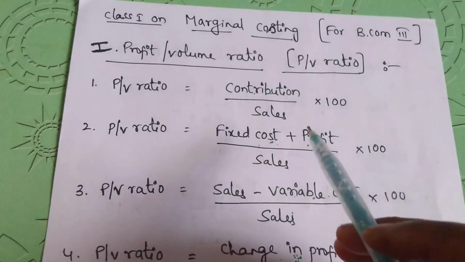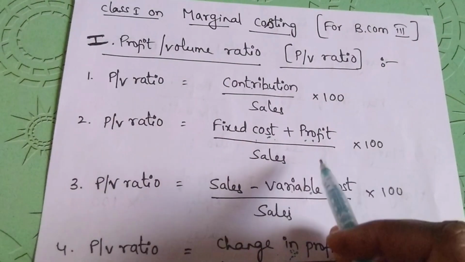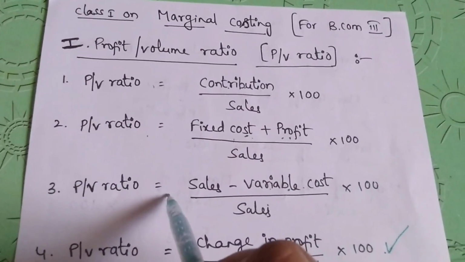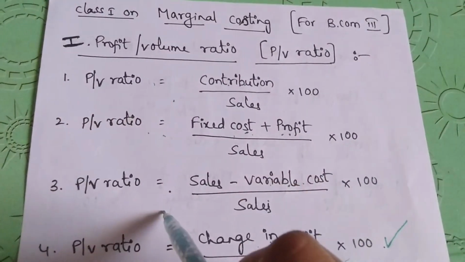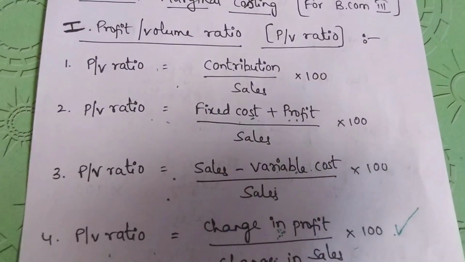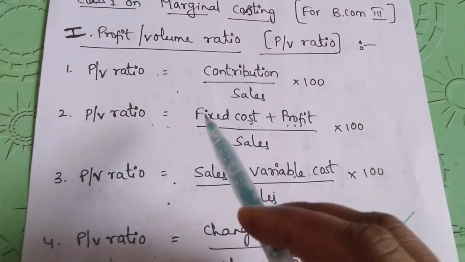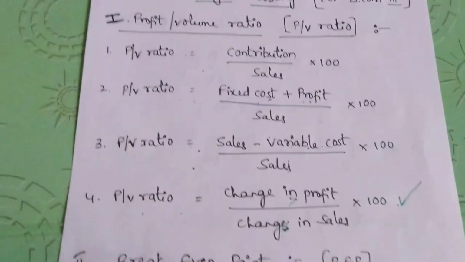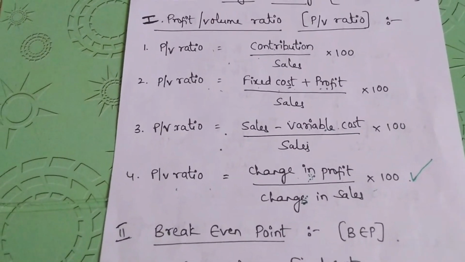And if values are given for only 1 year, then for finding out PV ratio, as per the information we have in the question, a suitable formula will be selected and PV ratio can be found out. So these are the formulas for PV ratio.